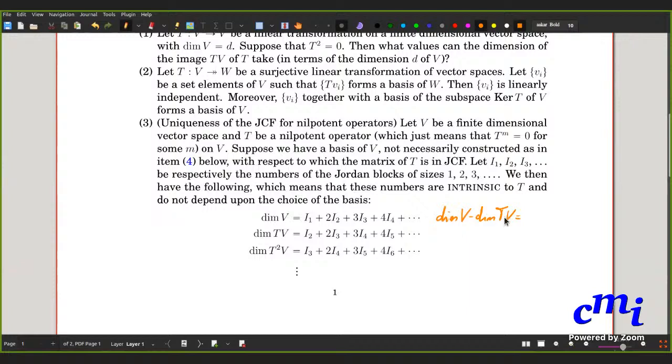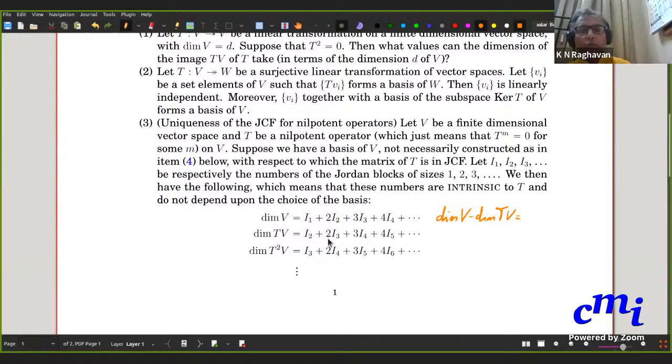What is dimension of V minus dimension of TV? If I subtract these formulae, V minus TV, it's I2 plus I3 plus I4. This is I2 plus I4, I3 plus I4, etc. Right? And then here, if I take dimension of TV minus dimension of T square V, this will be I3 plus I4 and so on.